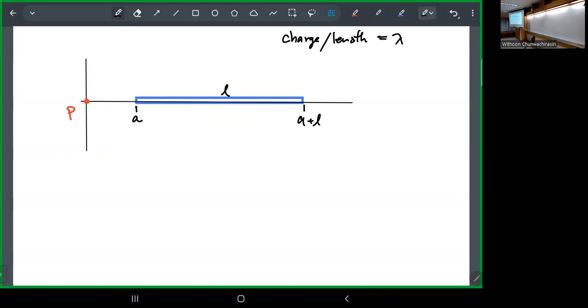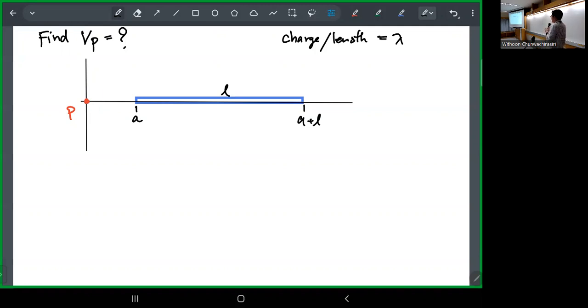Okay, so this is a missing slide over there. I don't know where to go. All right, so find the potential at point P. There you go. All right, guys, so I think this is important. I don't know where the slide went.